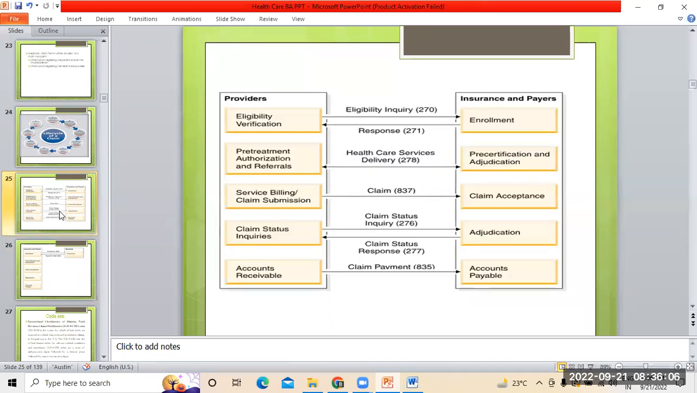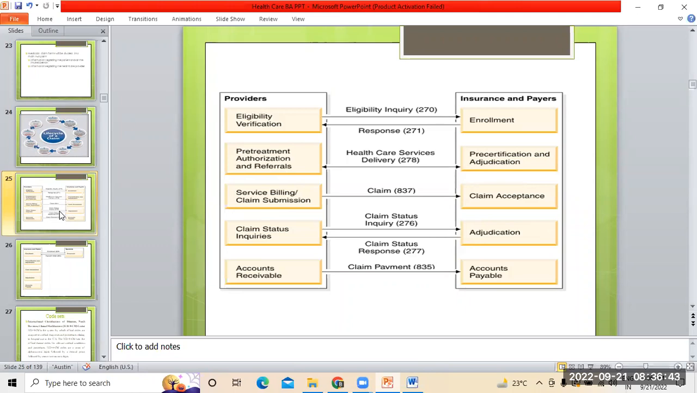So the first step is called eligibility verification, because whenever a patient joins a hospital, they have to see whether the person has valid insurance or not, right? So this is what we call eligibility verification, eligibility inquiry. Do they have valid insurance with him or her or not? This is the eligibility verification which has to be done.